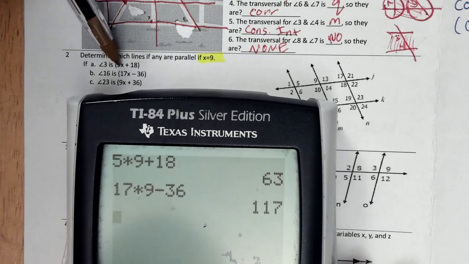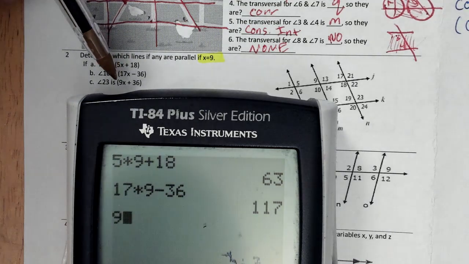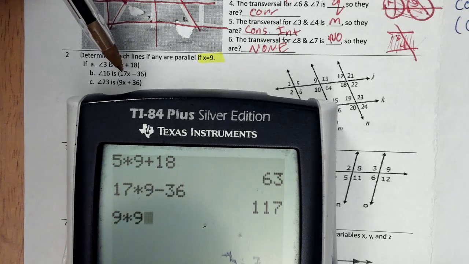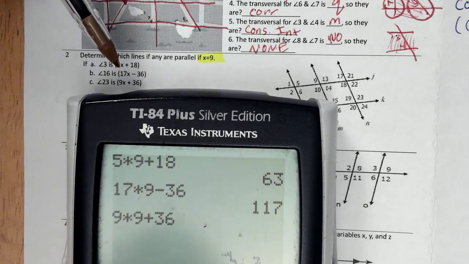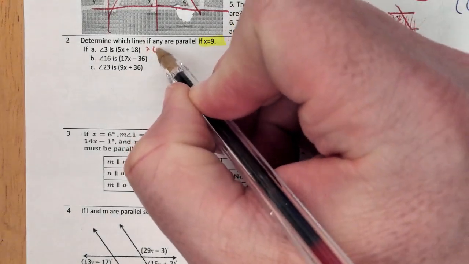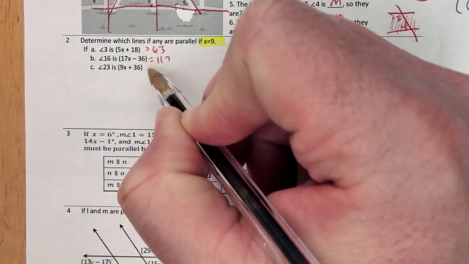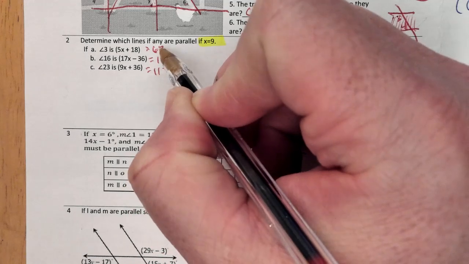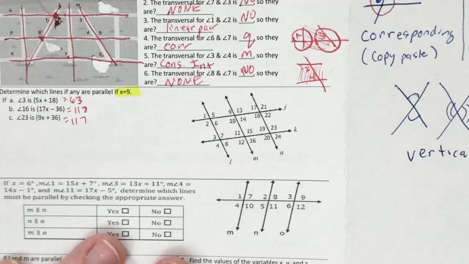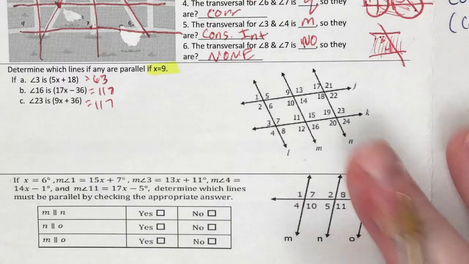And also we have 9 times 9 plus 36. Cool. All right, so we have these numbers right here. So this was 63, this is 117, and this is also 117. Okay, as soon as we get that, we want to put that in this picture.